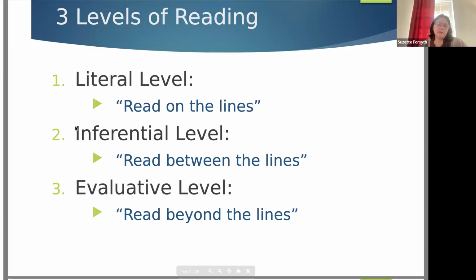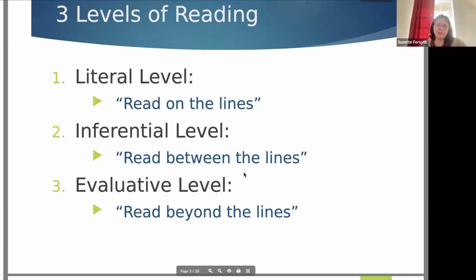When we talk about the evaluative level, and I guess I should move through these slides rather than just talk about it all at once, but just real fast, we're talking about going beyond what the text says. So here, for literal, we say read on the lines. For inferential, we say read between the lines. And for evaluative, we say read beyond the lines.